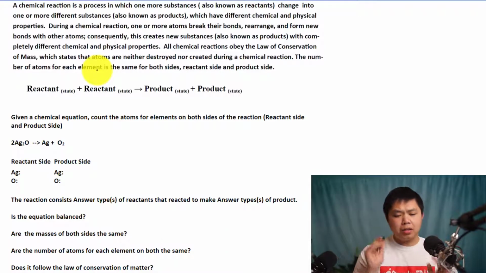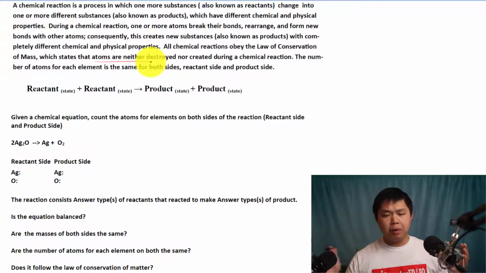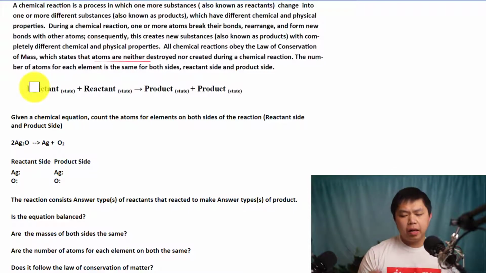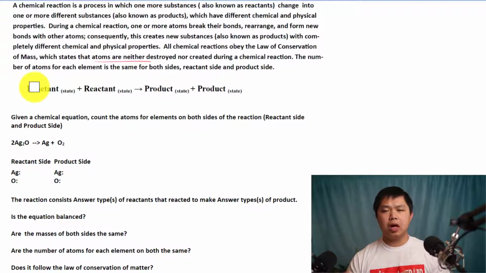In the previous lessons, we looked at chemical equations that are used to describe chemical reactions. Now, in this lesson, we are going to look at chemical equations in terms of the law of conservation of mass, or the law of conservation of matter. Based on this law, atoms are neither destroyed nor created during a chemical reaction. Basically, the number of atoms for each element is going to be the same on both sides, the reactant side and the product side. Now let's look at this example.